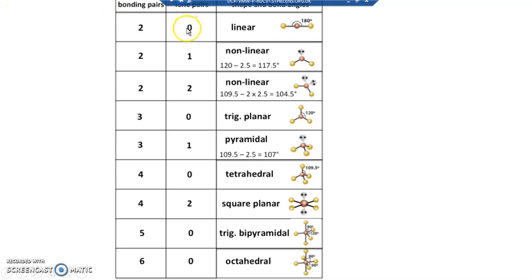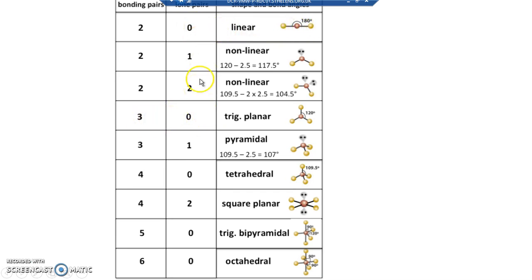Let's go with no lone pairs at all, just bonding pairs. So 2 bonding pairs, no lone pairs, something like BeCl2. Beryllium's in group 2, 2 electrons in its outer shell. Cl's in group 7, wants to gain 1, so you have BeCl2. No lone pairs, because both of beryllium's outer electrons are used in bonding pairs, and so it's a bond angle of 180, it's linear.